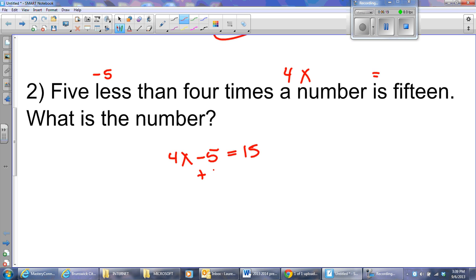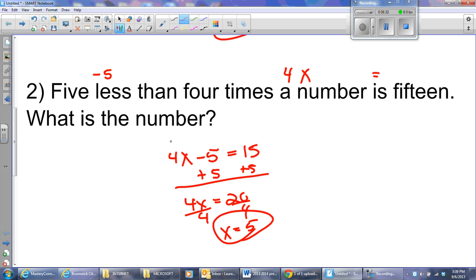It's just a 2-step equation. 4x is going to equal 20. Divide by 4. Divide by 4. X is going to equal 5. And there you go. And if I check it, 4 times 5 minus 5. 4 times 5 is 20. 20 minus 5, 15. Yep, it checks.